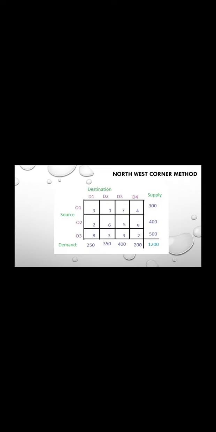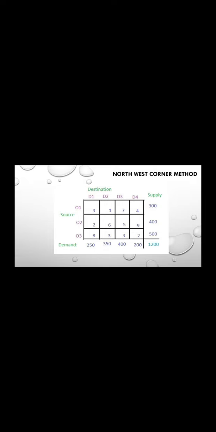Transportation problem is a special type of linear programming problem where the objective consists in minimizing the transportation cost of a given commodity from a number of sources or origins, for example factory, manufacturing facility, to a number of destinations, for example warehouse and store. There are three methods: the first one is the northwest corner method, the second is the least cost method, and the third is Vogel's approximation method. Let's do a problem regarding the northwest corner method.